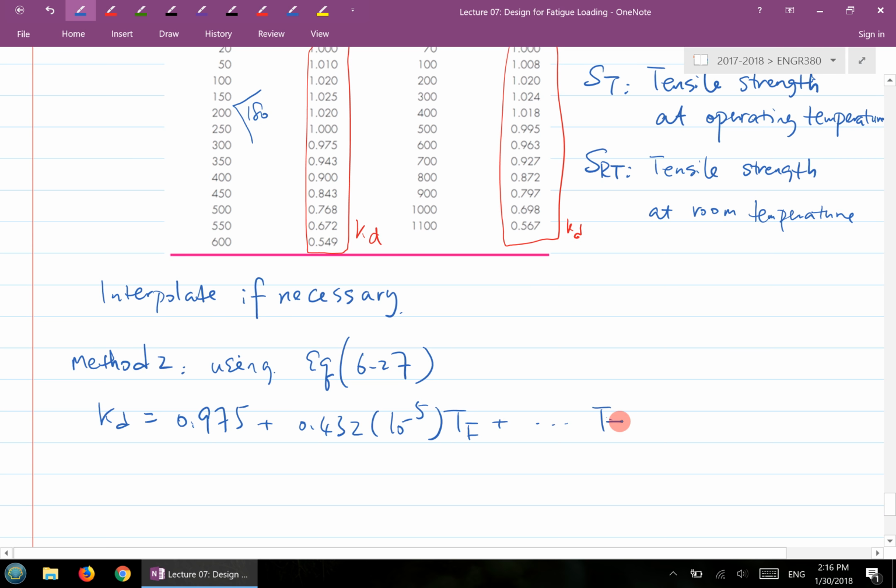And then there's TF squared. Okay, so it's a fairly long equation here. There's a lot of decimal numbers and stuff like that. So this equation basically, you insert the temperature and then you get the Kd.